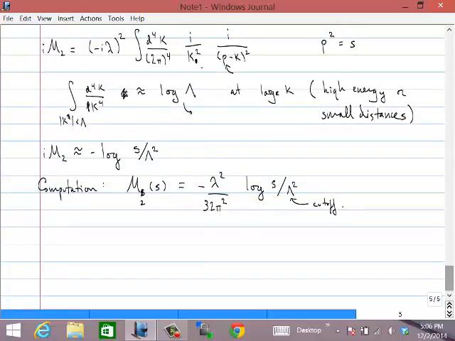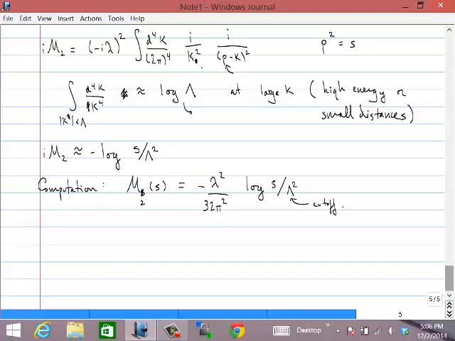Now, of course, at the end of the day, we need our answer to be independent of some arbitrarily chosen cutoff scale. That is to say, we need our answer to be independent of whatever we assume about the physics at very short distances or the physics at very high energies. Okay. So how do we do that?